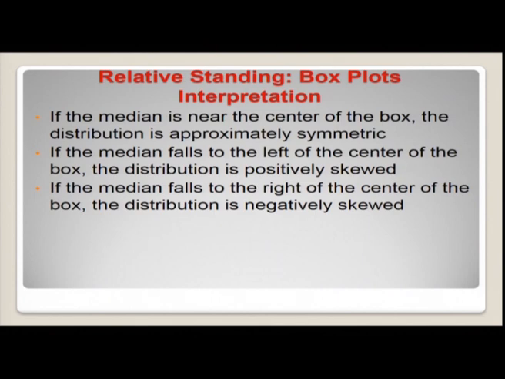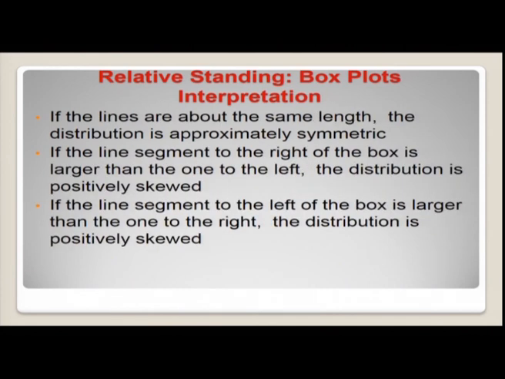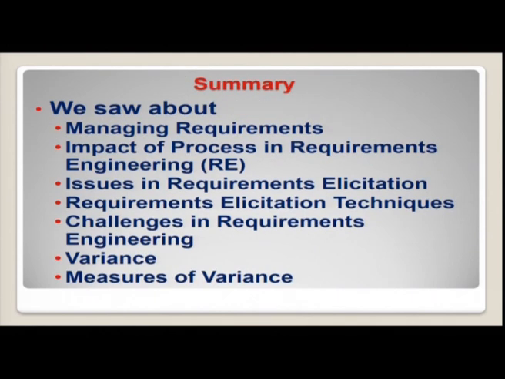The relative standing, box plot interpretation. If the median is near the center of the box, the distribution is approximately symmetric. If the median falls to the left of the center of the box, the distribution is positively skewed. If the median falls to the right of the center of the box, the distribution is negatively skewed. If the lines are about the same length, the distribution is approximately symmetric. If the line segment to the right of the box is larger than the one on the left, the distribution is positively skewed. If the line segment to the left of the box is larger than the one to the right, the distribution is negatively skewed. Now, let us summarize this session.